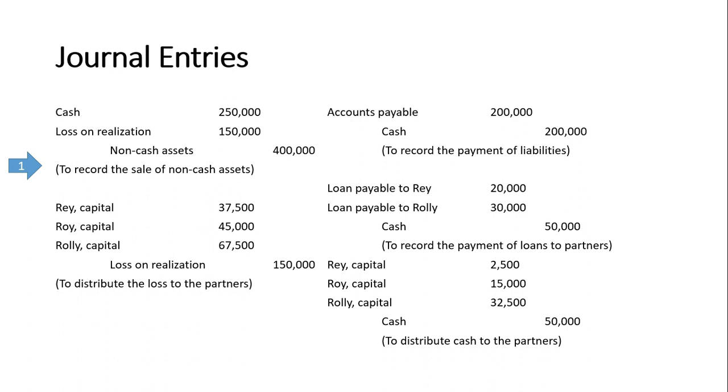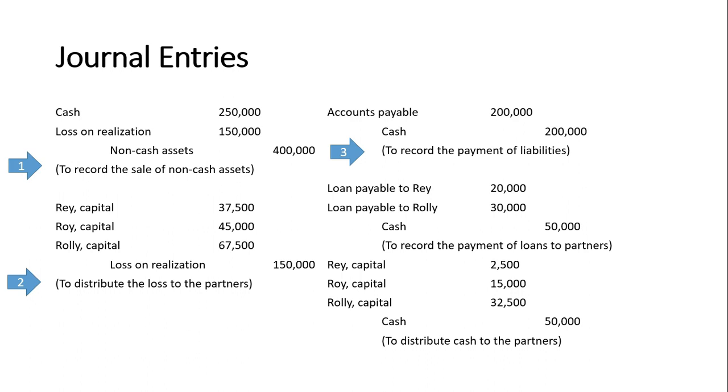The next step is to divide the losses. So the loss is 150,000. We have divided it using their profit and loss ratio. So Ray has 37,500, 45,000 for Roy, and 67,500 for Rolly on the debit side, and the loss on realization is 150,000. The third step is to record the payment of liabilities.